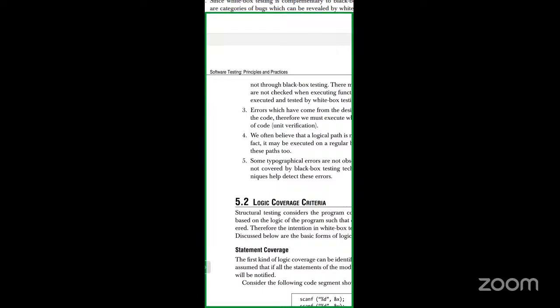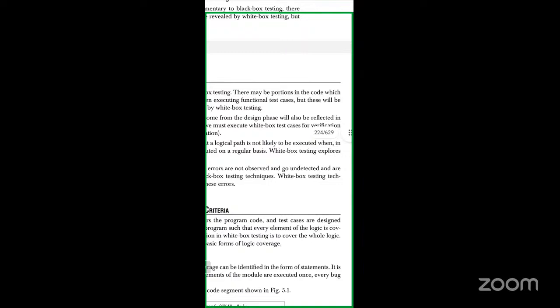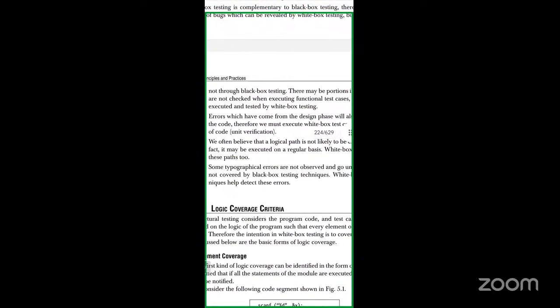Some typographical errors go undetected and are not covered by black box testing techniques. Some of the coding parts, or a few lines, are not going to be covered in black box testing. They are also going to be covered with the help of white box testing.